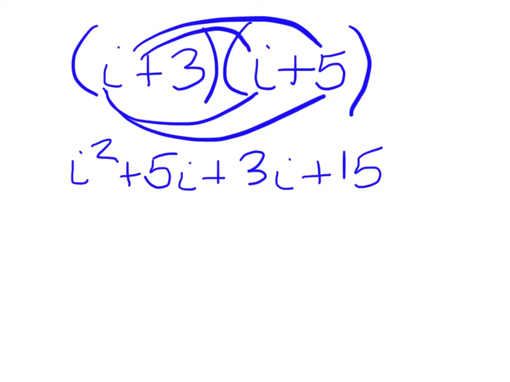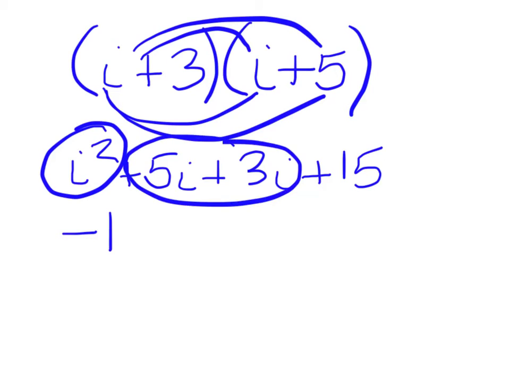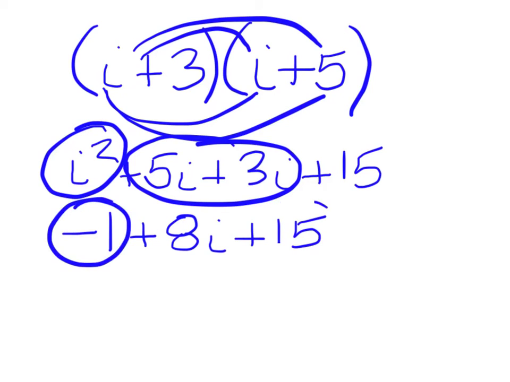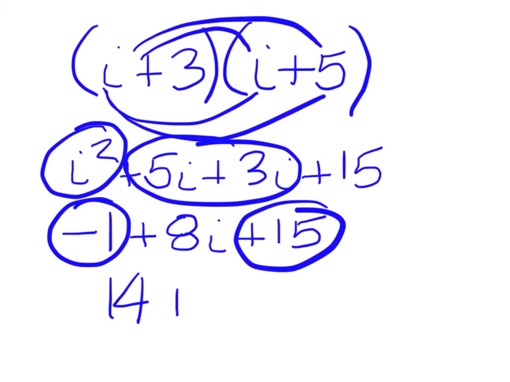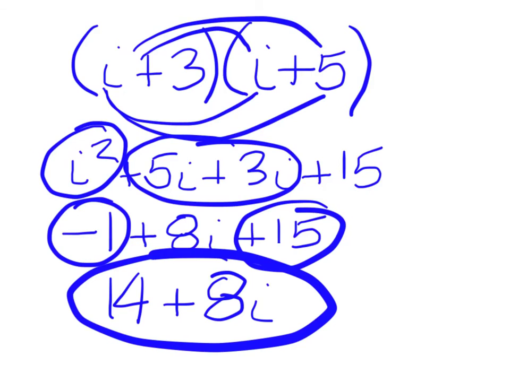But you can simplify. I squared is a negative 1, and then you have 5I plus 3I, which is 8I. And then you'll have plus 15. So here, negative 1 plus 15 is 14, and then plus 8I. That's your final answer. Here's another practice.